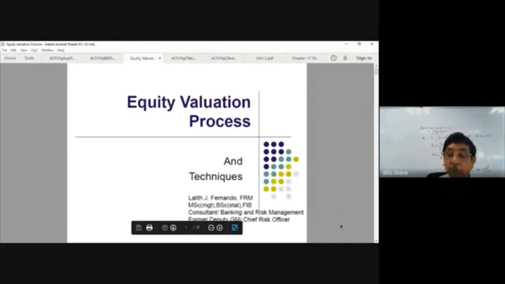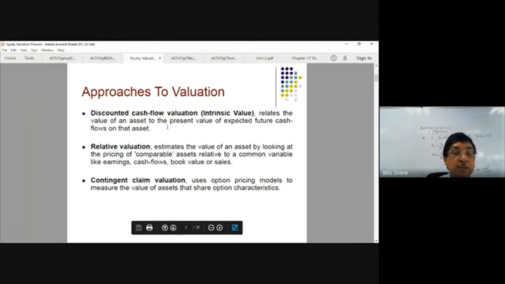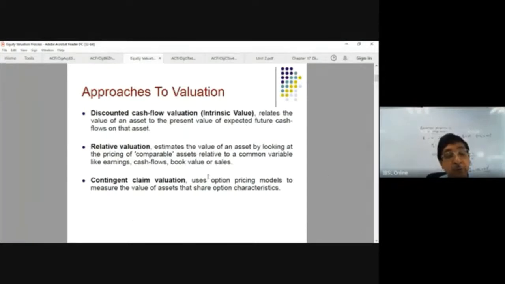Right. Now, I have just prepared a presentation on equity valuation process. Now, these are the valuation approaches. Discounted cash flow valuation, intrinsic value we call it. That is what we have done now. Then there's another valuation called relative valuation. It estimates the value of an asset by looking at the pricing of comparable assets relative to common variables like earnings, cash flows, book value or sales. Now, this is another way of doing a valuation.